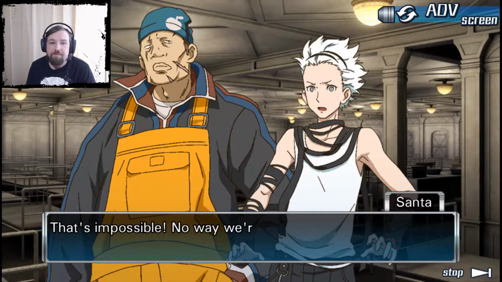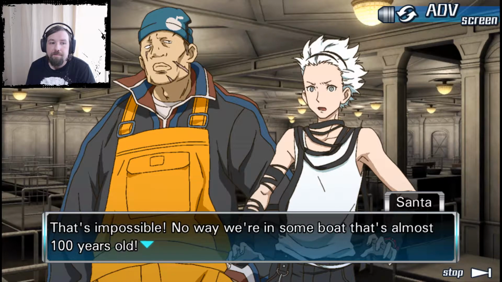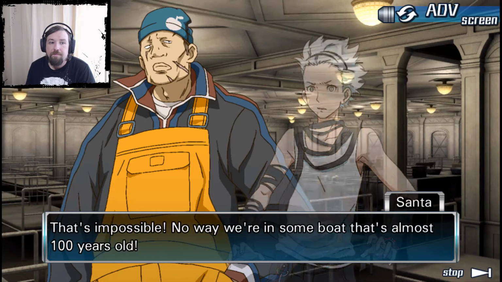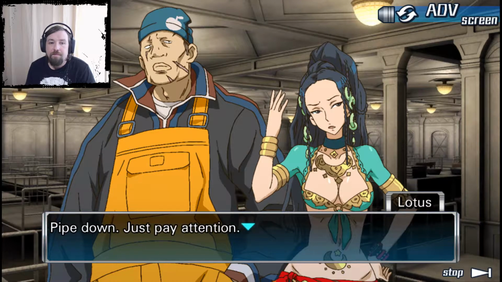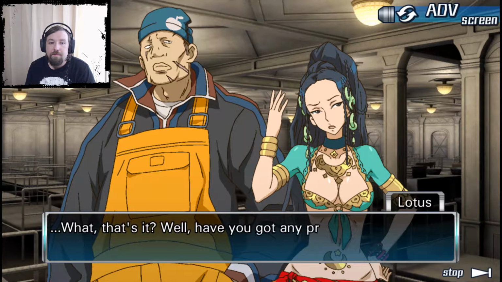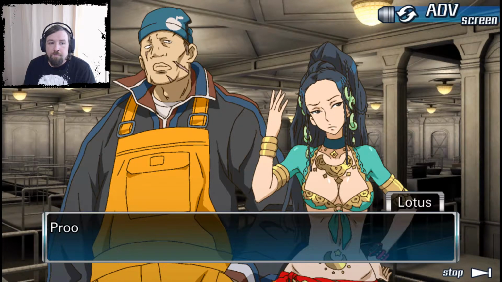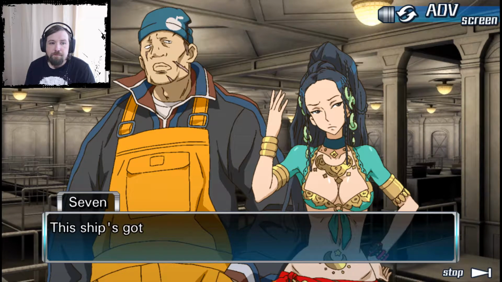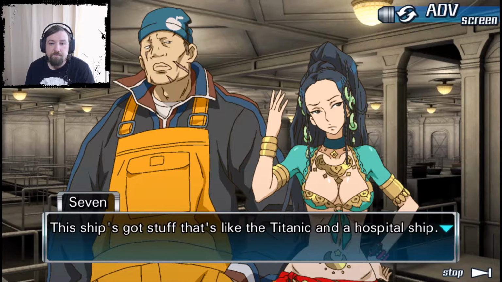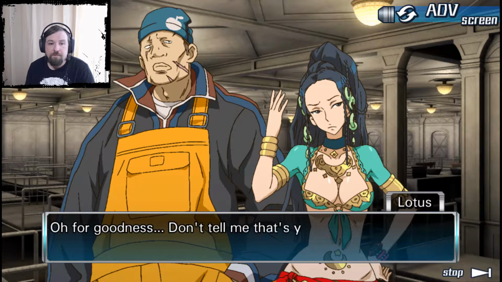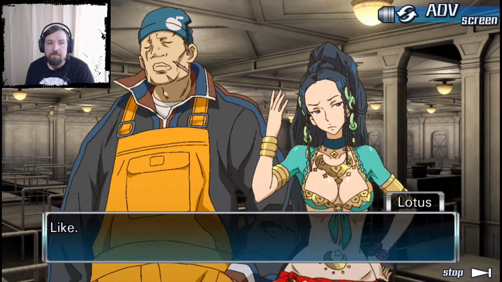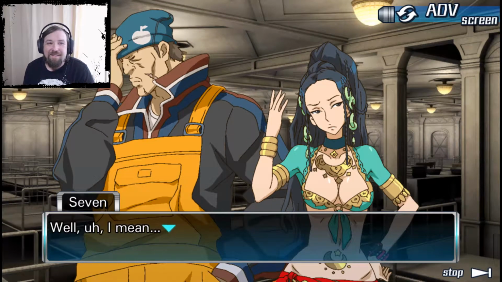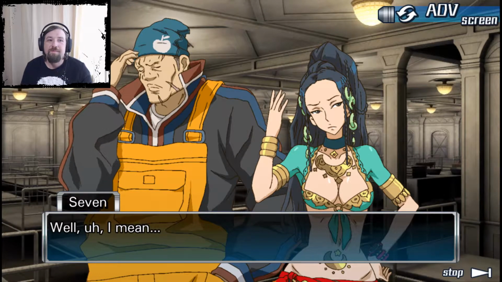That's impossible. No way we're in some boat that's almost 100 years old. Pipe down, just pay attention. What, that's it? Well, have you got any proof? Proof that this ship is really the Gigantic. Well, this ship's got stuff that's like the Titanic and a hospital ship. So, I just figured. Oh, for goodness' sake. Don't tell me that's your only reason. No, I've got more. Like? Well, I mean, I don't know.